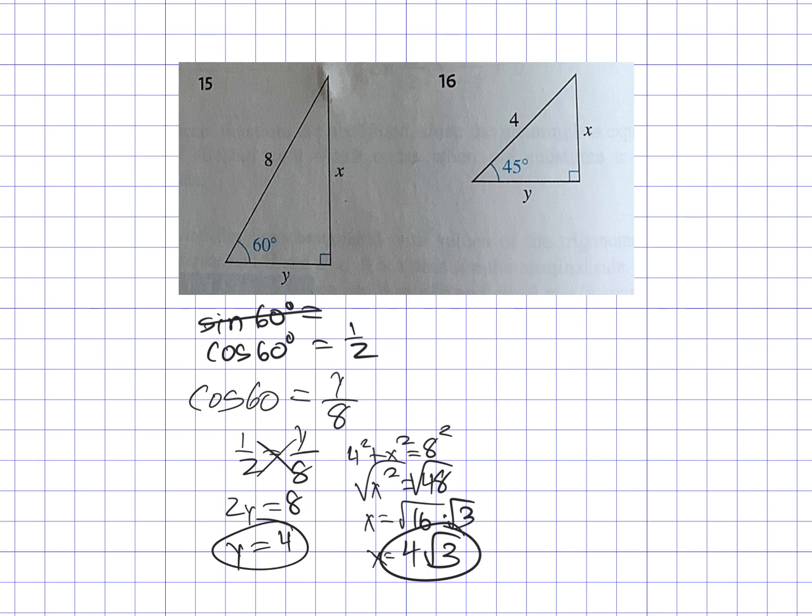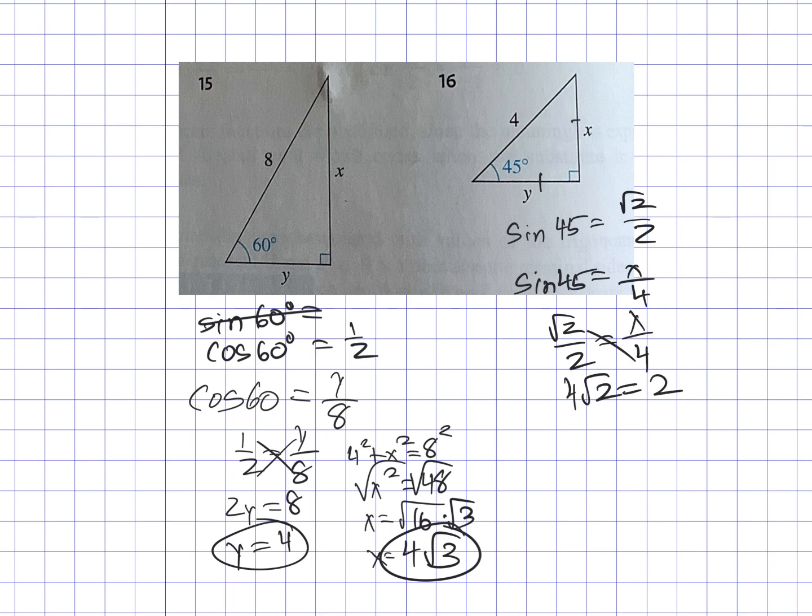Right, number 16. 45, that means those two are the same. X equals y. All right. So the sine of 45 degrees is the square root of 2 over 2. So the sine of 45 is the opposite leg over hypotenuse. Sine of 45 is square root of 2 over 2. Cross multiply. Divide off the 2. And you get 2 square root of 2 is x and y.